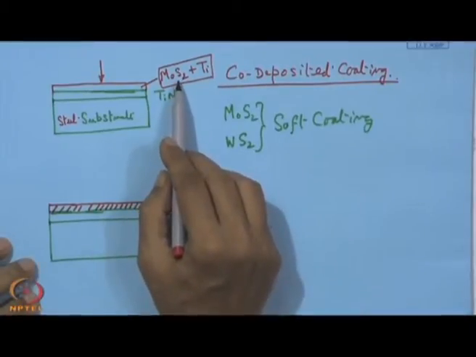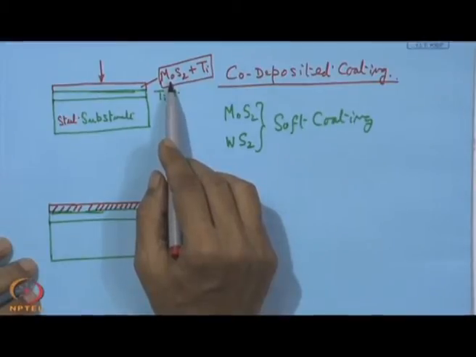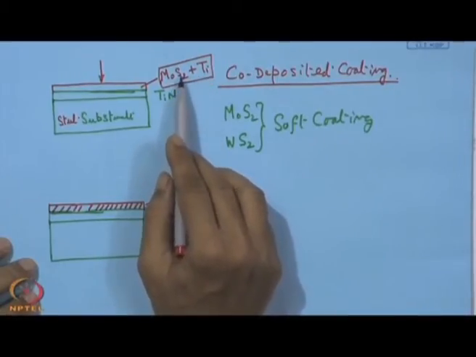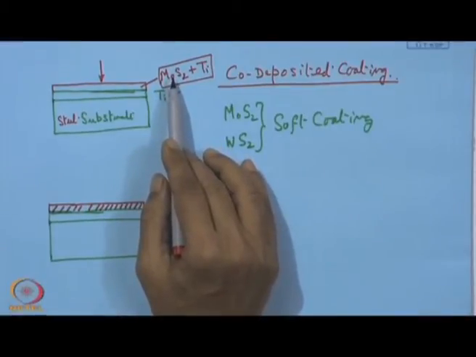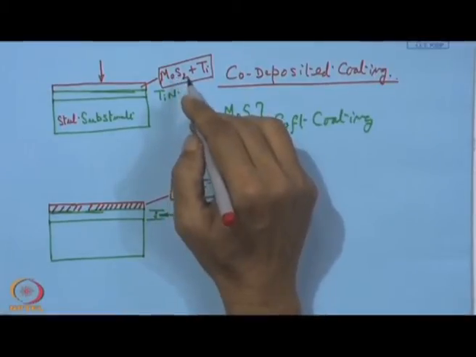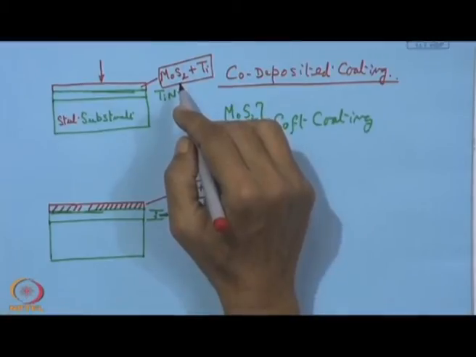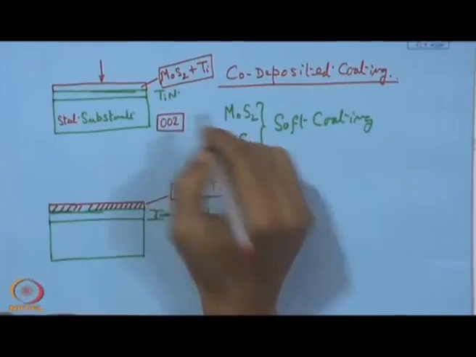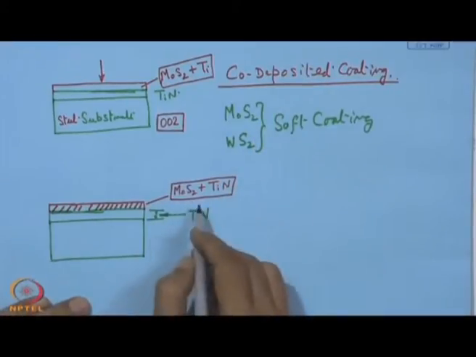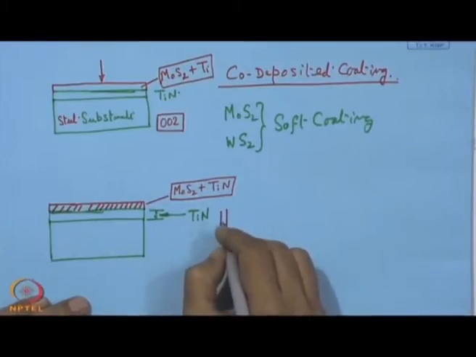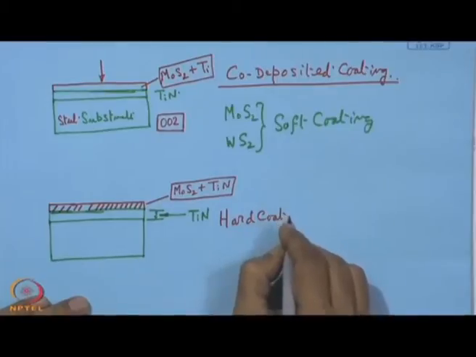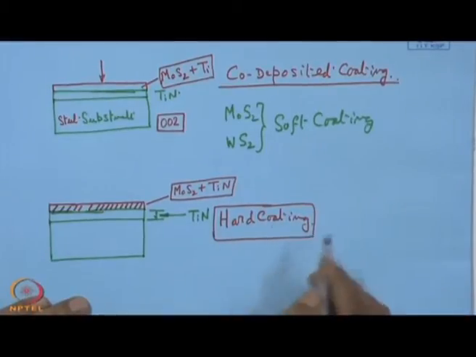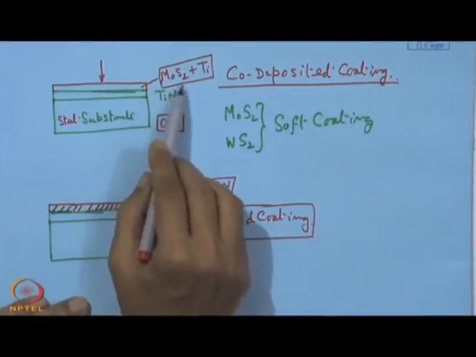So, in this case, what has been done, it is in principle MoS2 on which titanium is added to improve its property, to stabilize this MoS2 coating, to stabilize the 002 plane and so on. In this case, what we like to have is TiN, that is one hard coating. So, on that we have put the MoS2 TiN coating.